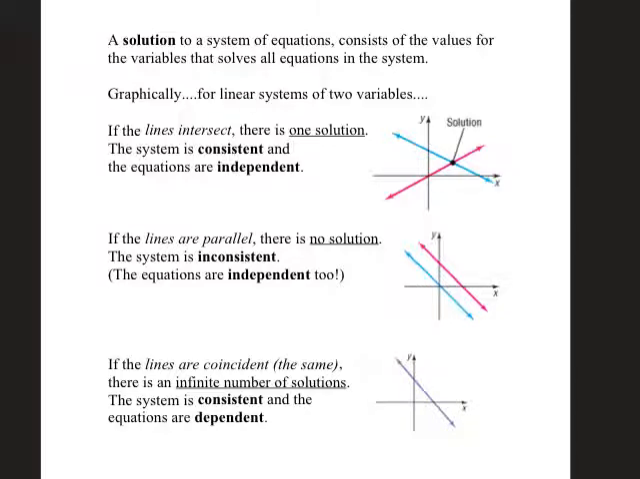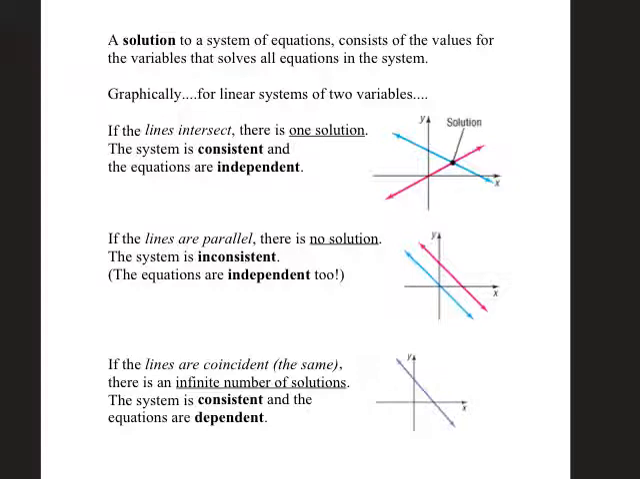The third situation you can have is when the lines are coincident, which means they are the same line. In this situation, all points on those two lines, since they are the same line, are solutions to both of them, which means we have an infinite number of solutions. Once again, because they're solutions, this is a consistent system. But because the lines are the same line, these are dependent equations, not independent or separate equations.